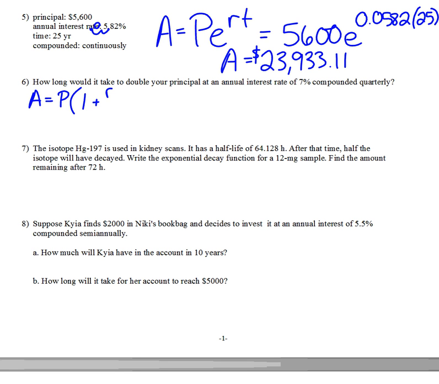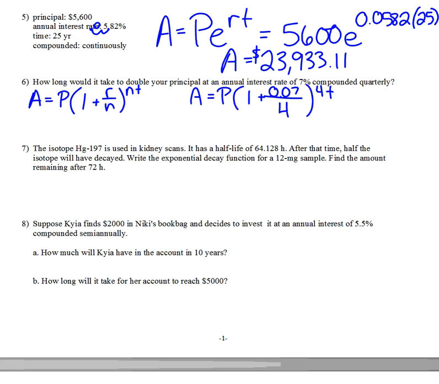Okay, so we have 1 plus R over N, to the NT. So we need to plug in some values there. Well, we don't know what A is, we don't know what P is, but we do know what the rate is. 0.07 divided by 4, because we're compounding quarterly. There are 4 quarters in a year. So if this is a yearly rate, we need to divide it by 4, because that's how many times we compounded that. And then it's raised to the 4 times time, which we don't know. That's what we're trying to find out.